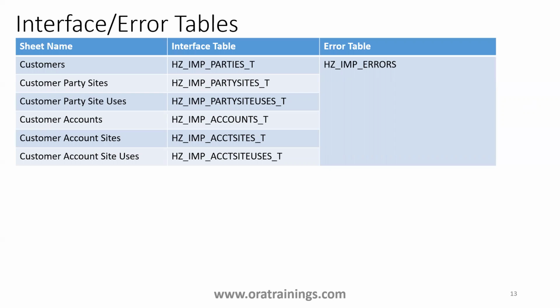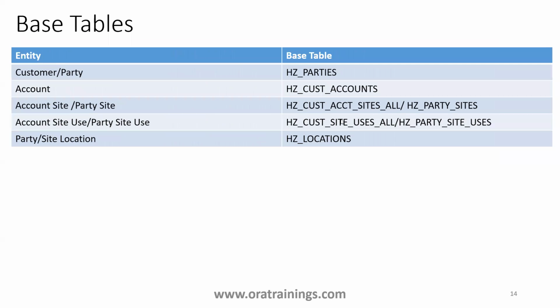And the last column, if you observe, the error table is the same for all the interface tables. It has a link between the error ID and the primary key. Based on that, you can link an interface table as well as the error table. And coming to the base tables, these are the base tables of the set of sheets which I have considered for import. Okay, so HZ_PARTIES, HZ_CUST_ACCOUNTS, customer sites, account sites, and account site users, as well as the party or site location.